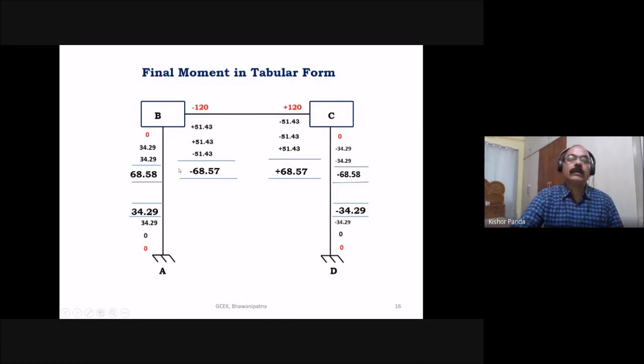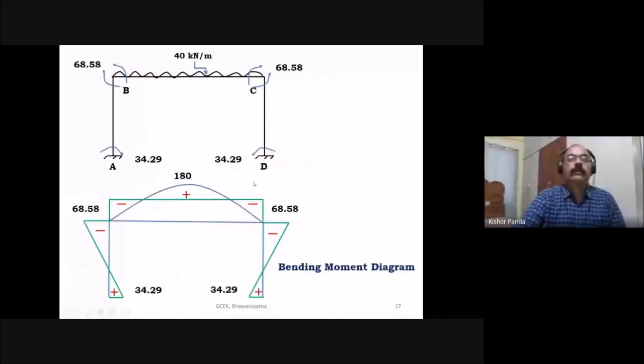But here you have to take the same value, because at joint B the sum of the moments should be 0. Due to the calculation error, here you got 68.58 and 68.57, but these two should be the same. So you have to take either 68.57 or 68.58.